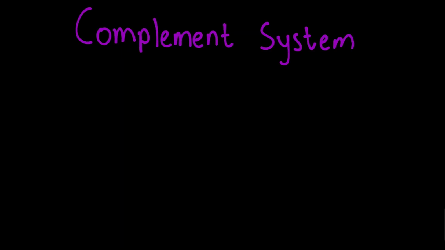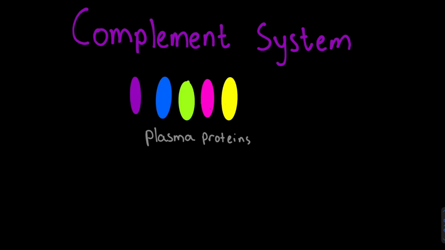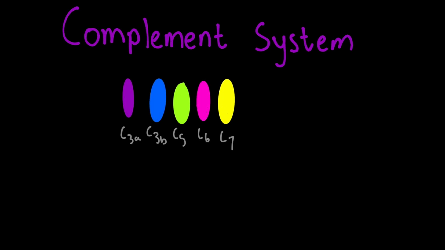The second antimicrobial protein family is known as a complement system. The complement system is a group of plasma proteins that aid in non-specific and specific immunity. These proteins are synthesized by the liver and are active when the pathogen enters the bloodstream. The proteins are usually represented by a C, then a number.